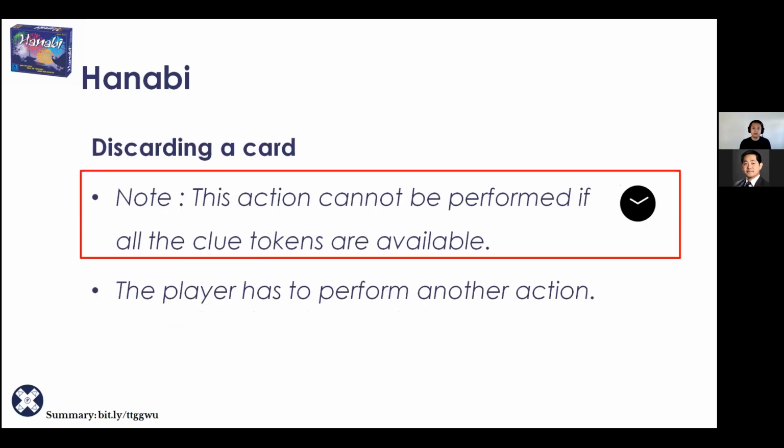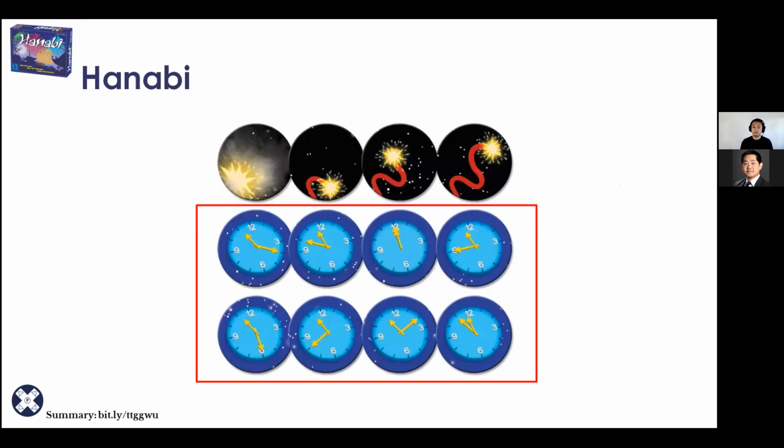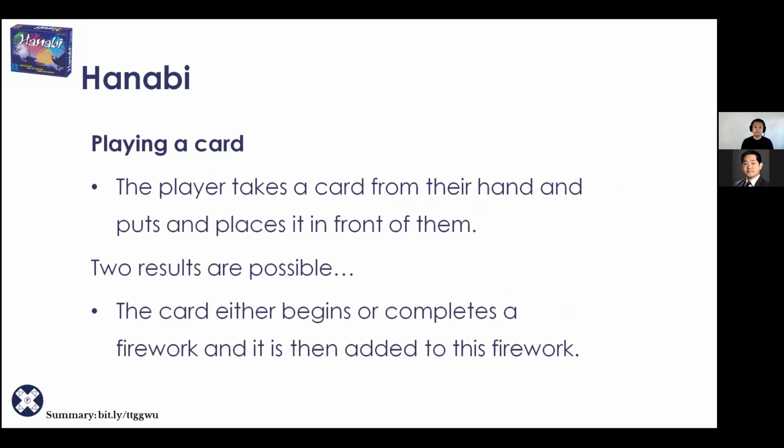So when you discard a card, this action cannot be performed if all the clue tokens are available, meaning that if all the clue tokens are already out, you cannot discard a card to get any more back because all of them are available right now. So the player is going to need to perform another action if that happens to be the case. So again, here are the clue tokens. They look like this for the physical copy of the game. For the digital copy, it's just a numerical counter that tells you how many clue tokens are available.